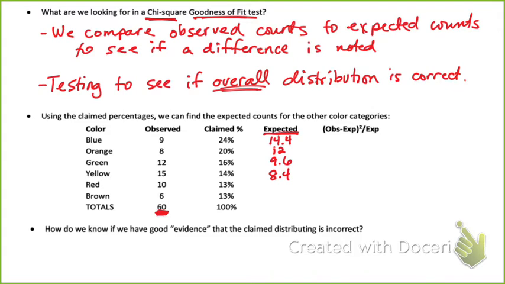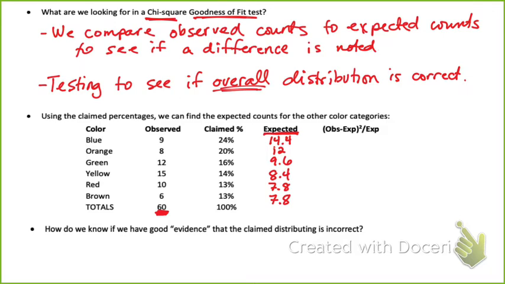Red and brown were both supposed to be 13%. What is 13% of 60? 7.8. And we got 10 reds and 6 browns. Okay, now, here's the deal, you guys. All right? Are these far enough apart that you would disagree with their claim, with their percentage distributions?